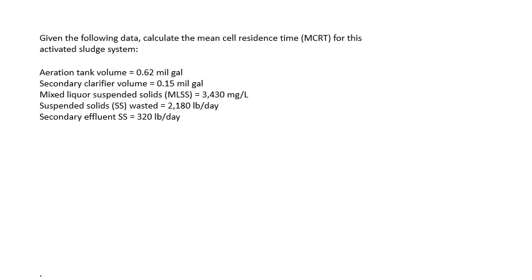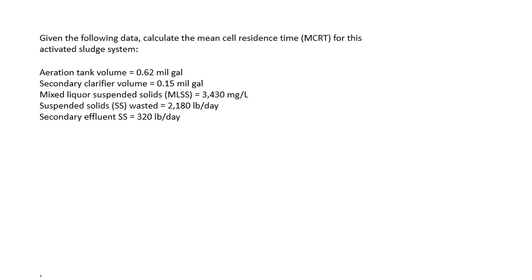And knowing where to put them in is what makes this not too bad. Given the following data, calculate the mean cell residence time for this activated sludge system. You have the aeration tank volume of 0.62 million gallons, secondary clarifier volume of 0.15 million gallons, the mixed liquor suspended solids MLSS of 3,430 milligrams per liter.